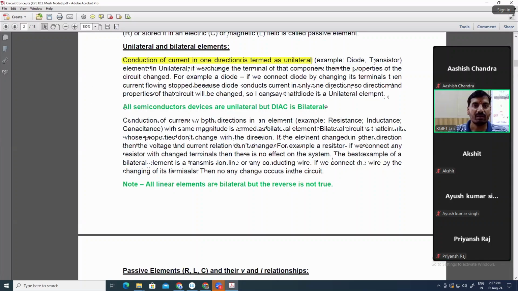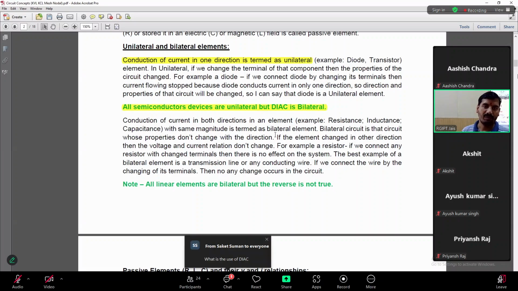So all semiconductor devices are unilateral, but the diac is a bilateral element. The diac is a power semiconductor device, so it is a bilateral element, and all other semiconductor devices, all transistors, all diodes, are unilateral elements.